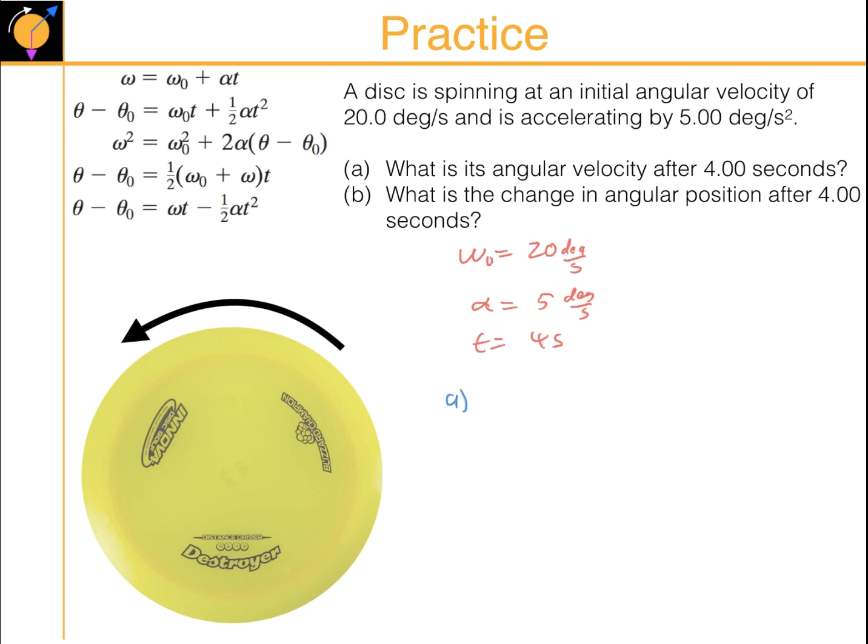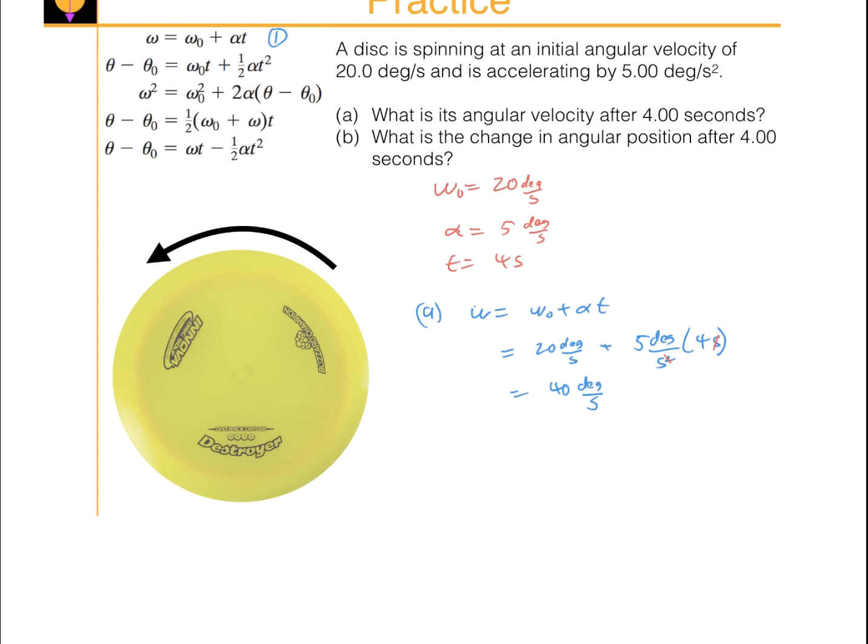Now we can calculate these things. What is the angular velocity after 4 seconds? So we can use that equation number 1 here, right? We can just use omega is equal to omega naught plus alpha times t. So at 4 seconds, it would be 20 degrees per second plus angular acceleration of 5 degrees per second squared times 4 seconds. And we end up with 20 plus 20. We end up with 40 degrees per second. And you'll notice here that this second cancels out one of these seconds, and we end up with degrees per second in each case.